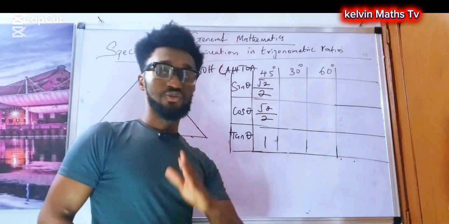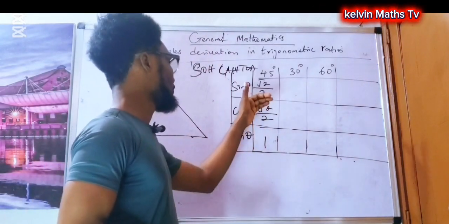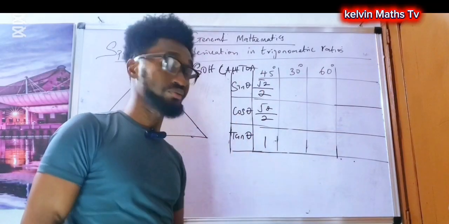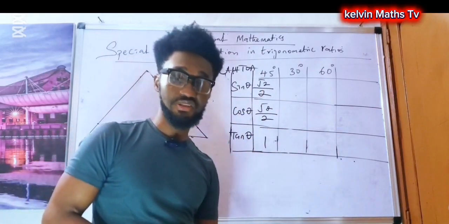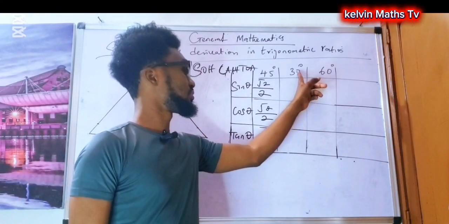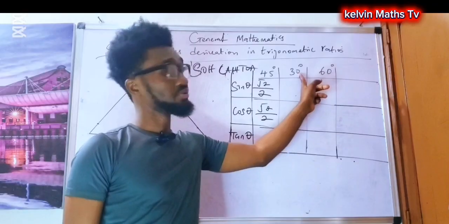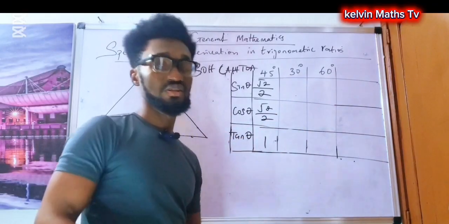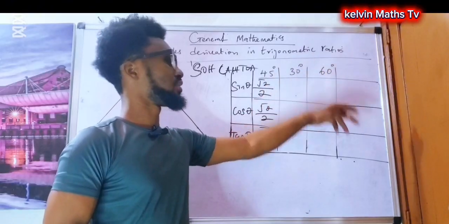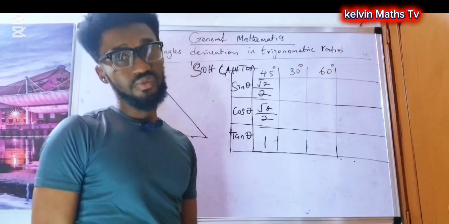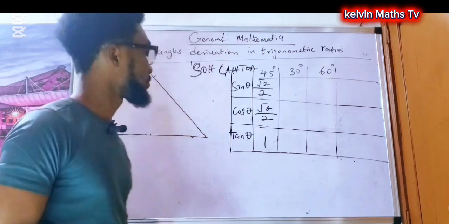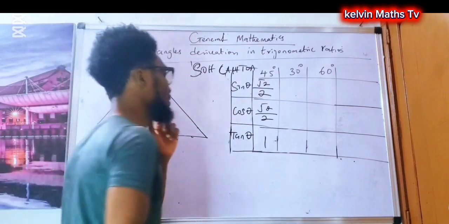Alright guys, we've been able to derive the functions of the angle 45 degrees: the sine of 45 degrees, the cos of 45 degrees, and the tangent of 45 degrees. Now we'll be considering the angle 30 degrees and angle 60 degrees. For these angles, the mathematical assumption of an equilateral triangle is considered here.